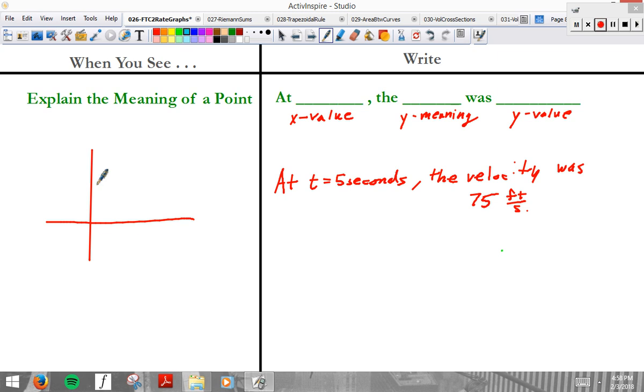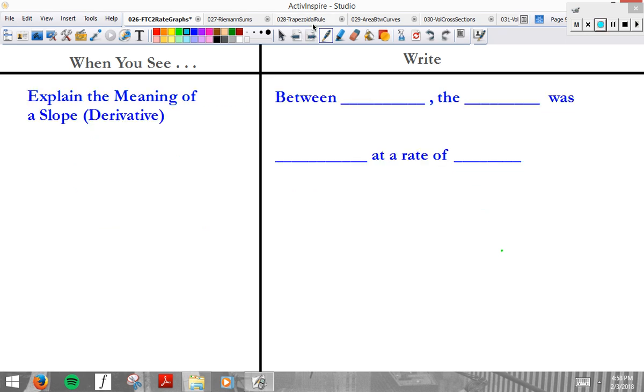That can be a little more specific. We'd have that is 75, and that was 5 seconds. Really wacky scale, but that's the idea. Interpret that point: at 5 seconds, the velocity was 75 feet per second. Okay? Now it gets a little harder.